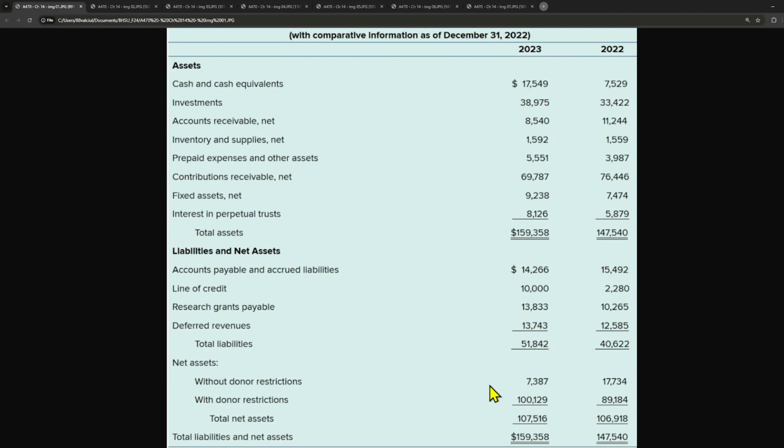Now, also here, they don't do it all the way through, but at the bottom, they keep track of, and this is important, within the net assets, remember, total assets minus total liabilities. Within the net assets, we actually break it out into without donor restrictions and with donor restrictions. And you can see here's the total liabilities and net assets, which is the total assets.